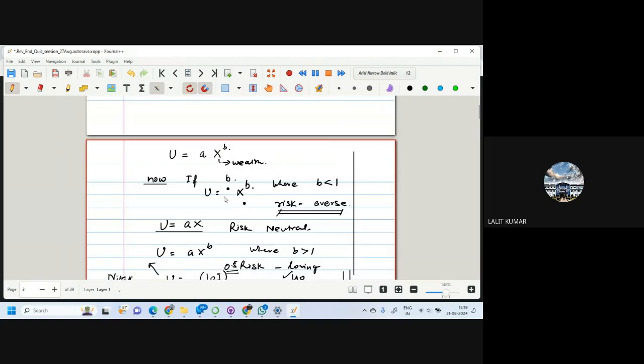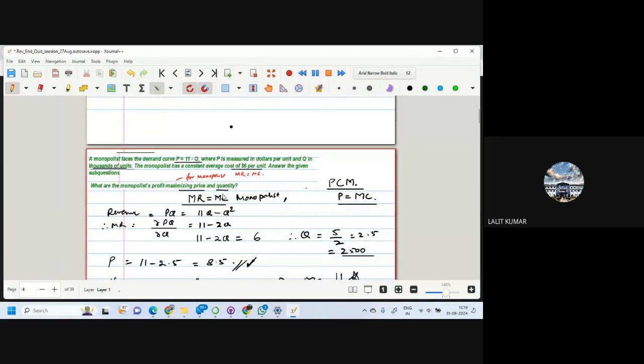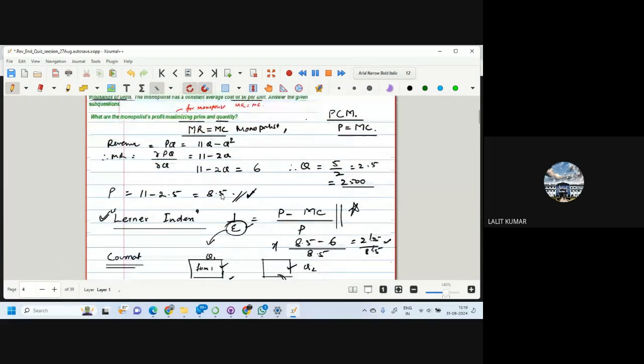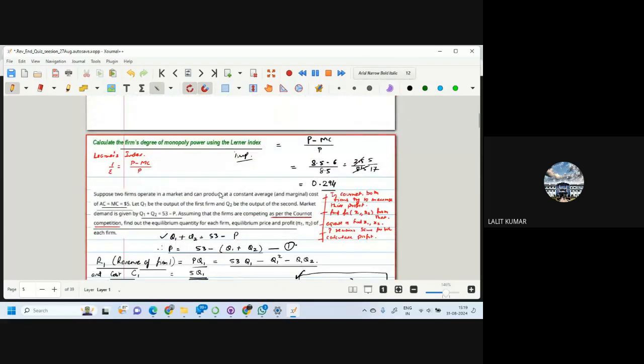Now in the next question, it is the same question. Now they ask, what is the firm's degree of monopoly power using the Lerner index? So the Lerner index formula is this, we have to remember this: 1 upon elasticity is equal to (P minus MC) divided by P. And we fit in the values of P and MC. So we get the Lerner index 0.294.